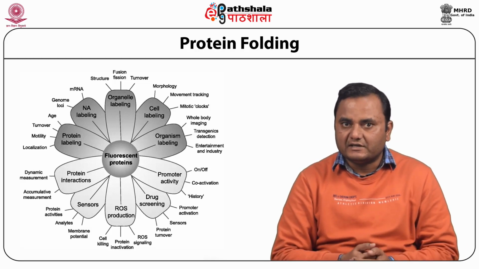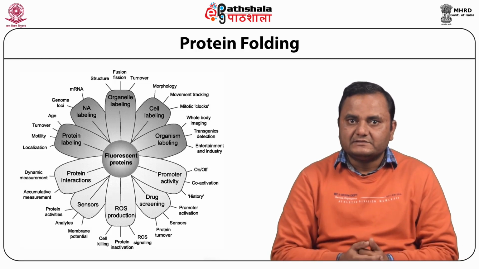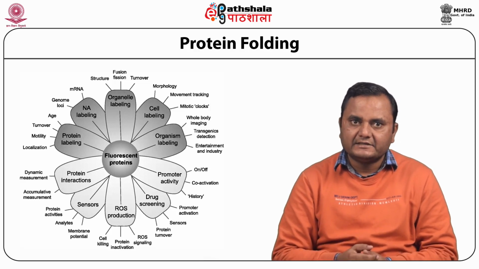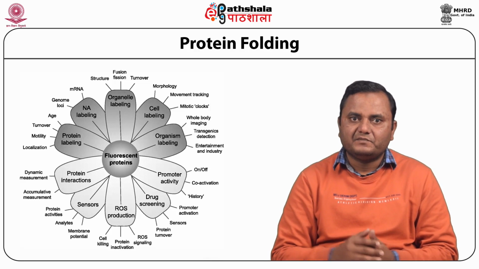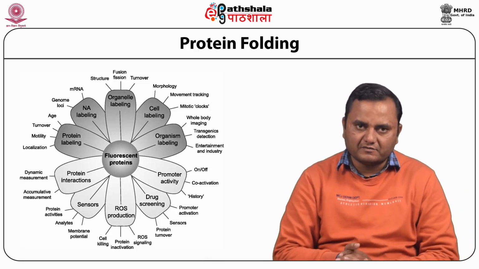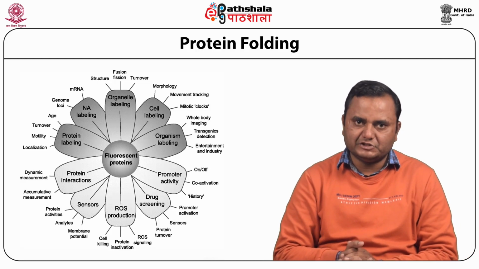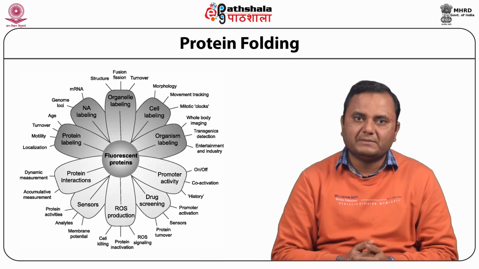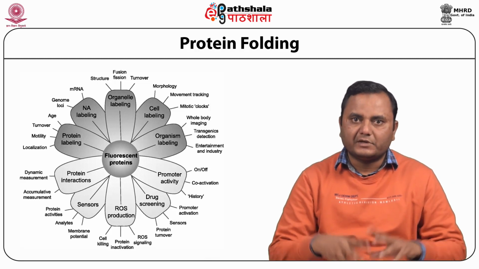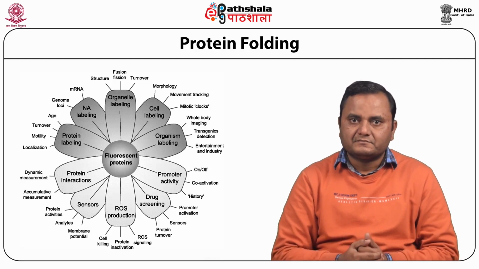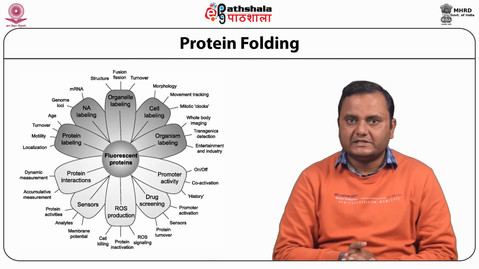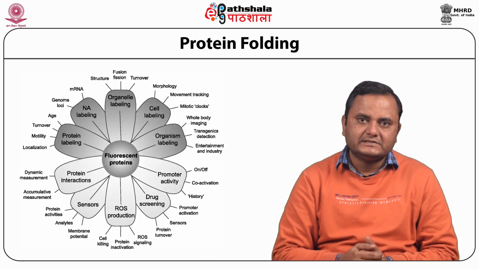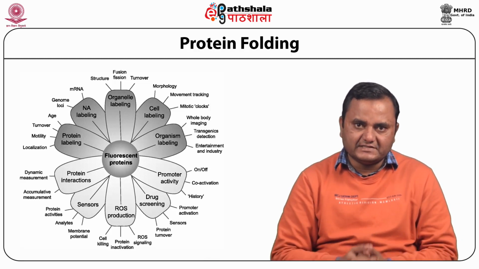It is also used for labeling of nucleic acids. For that you can measure the mRNA content, mRNA expression of a cell, and genome loci, that is, which part of the loci is coding a particular gene. Then organelle labeling by fluorescent protein gives you information about the protein structure, protein fusion, turnover. Labeling of the cell gives you information about morphology, movement tracking, mitotic clock, cell divisions.